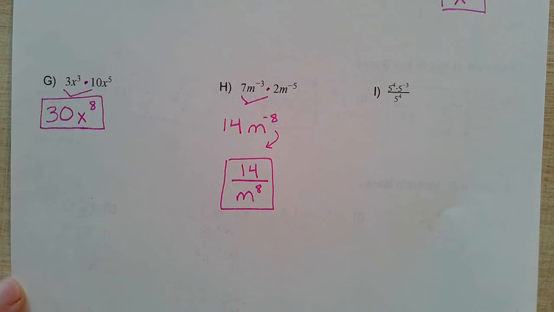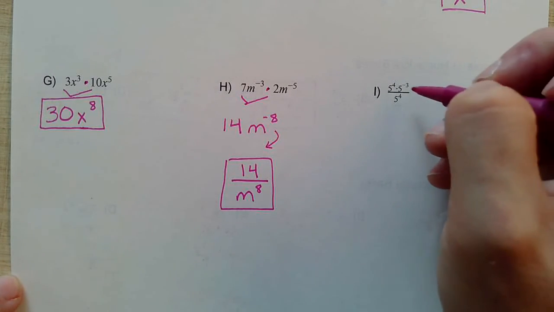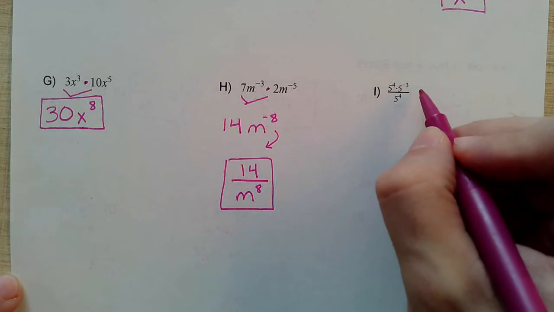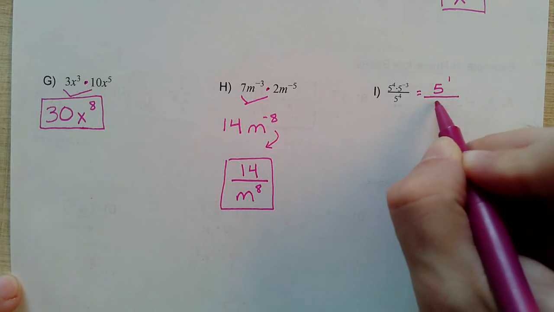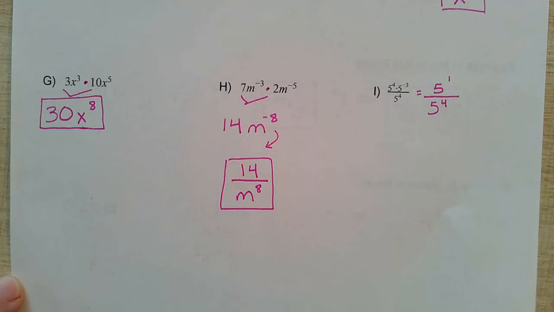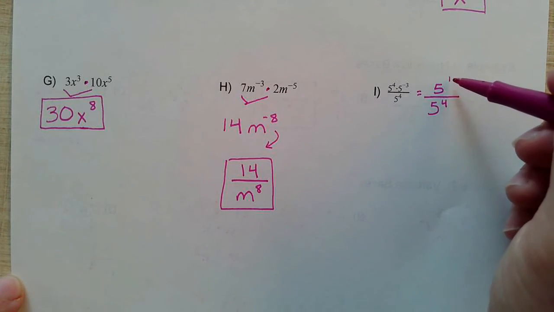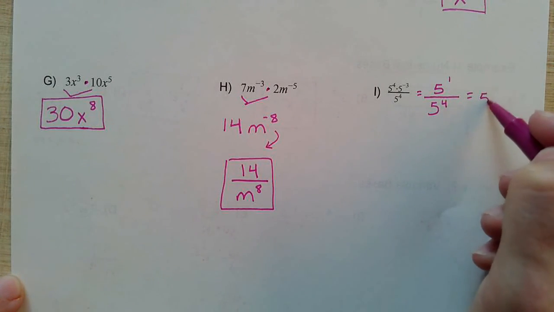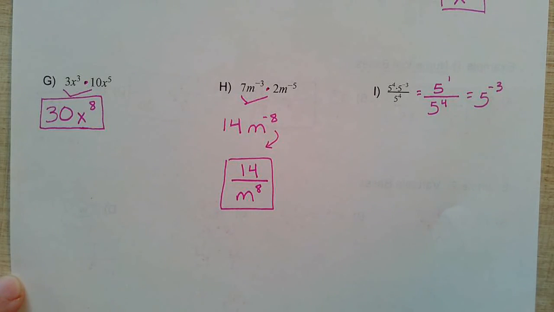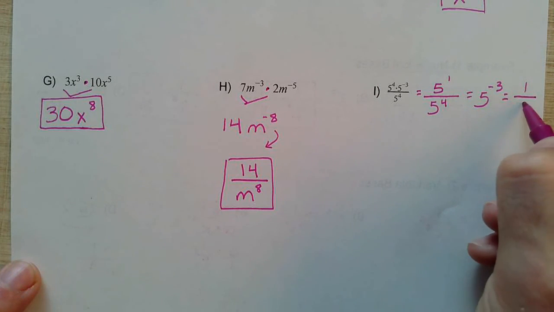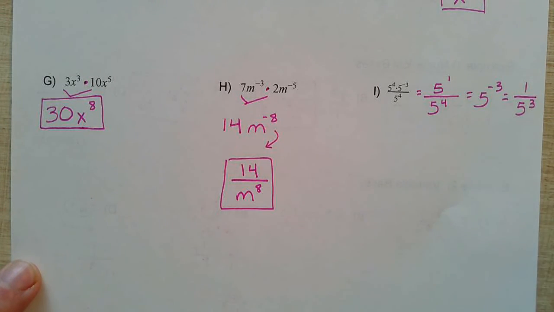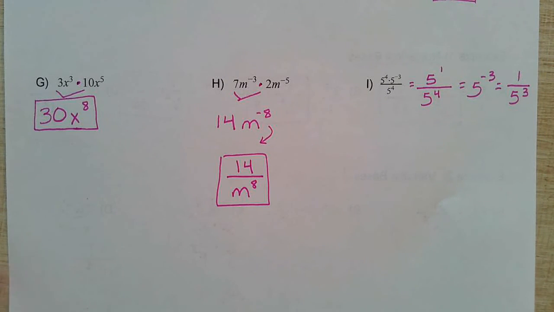And our last one. Got a couple different rules here. First, what we're going to do is simplify the top, which is going to give me 5 to the first divided by 5 to the fourth. Now it's division, so I would subtract exponents, giving me 5 to the negative third. And then I'll apply my negative rule, 1 over 5 to the third. And that is how we can apply our negative exponent rule, so we can write our final answers with positive exponents instead of negative exponents.